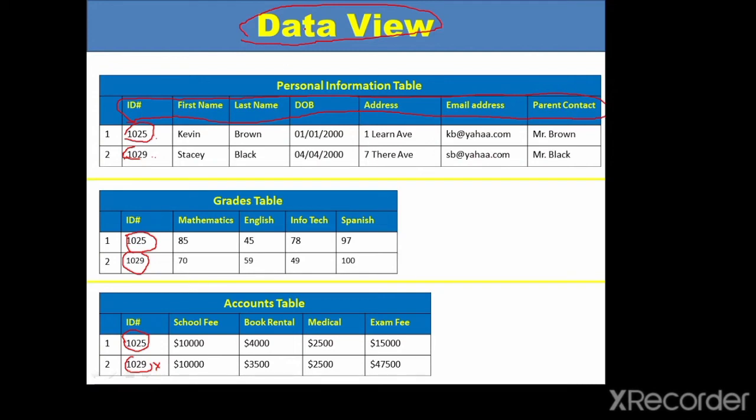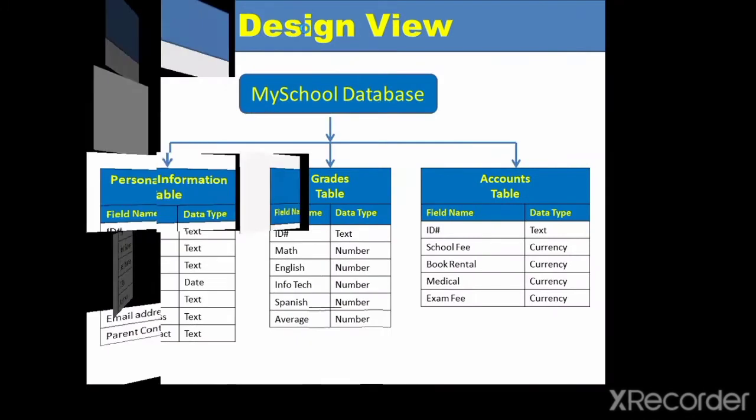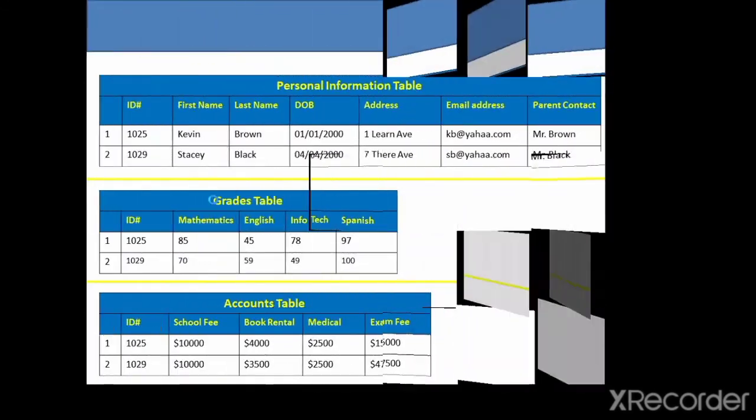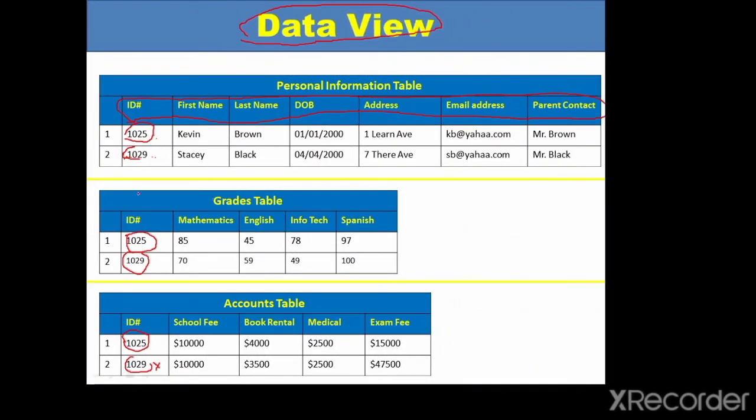So this is your data view. Your data view shows the full content of the tables. The design view shows the full content of the properties for the tables. Alright, properties for the tables meaning the data type and the data name. The data view shows all the contents of the database, and the tables meaning whatever you put into the database. Alright.